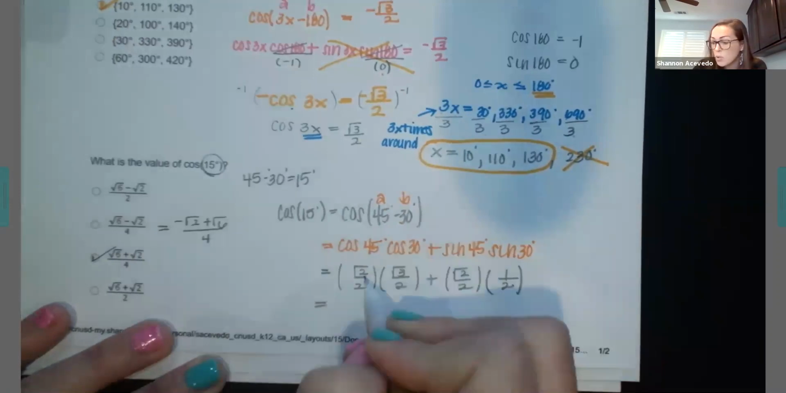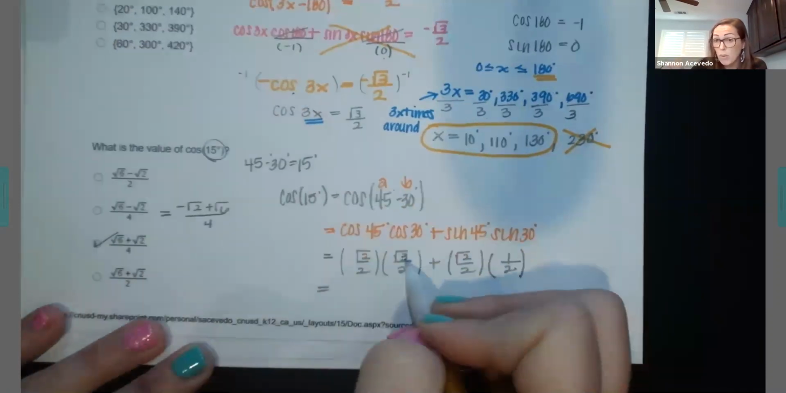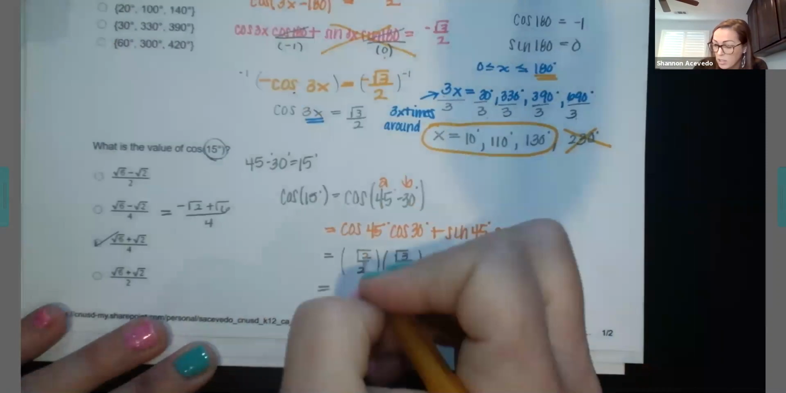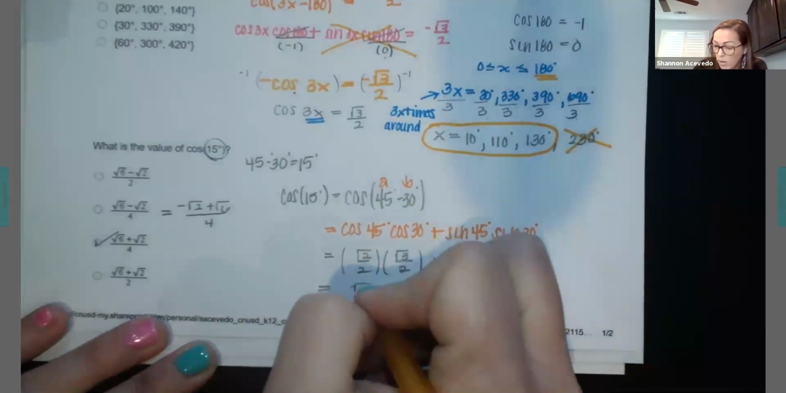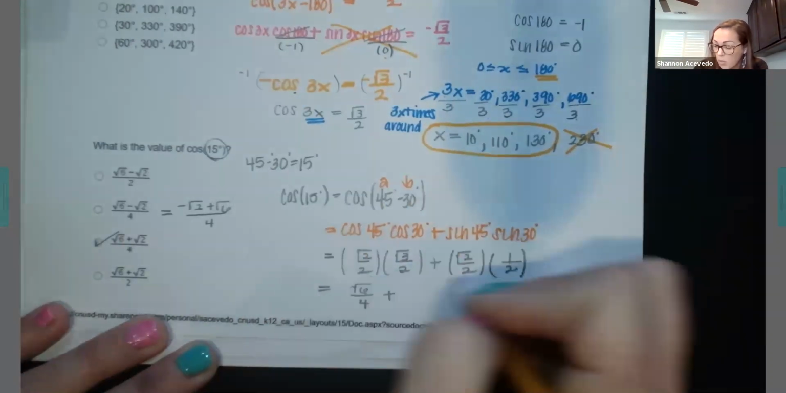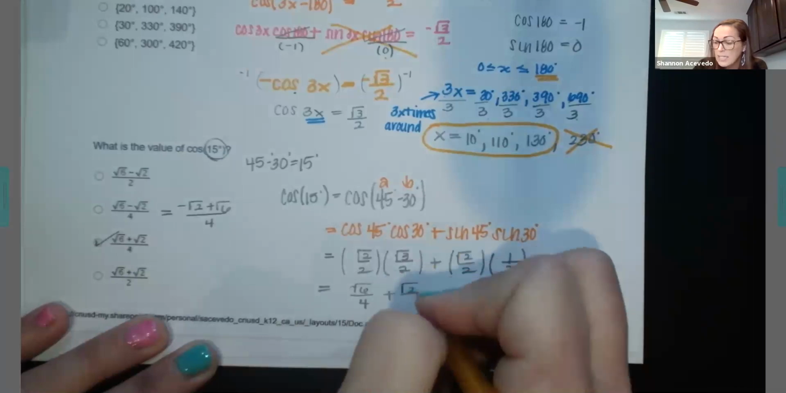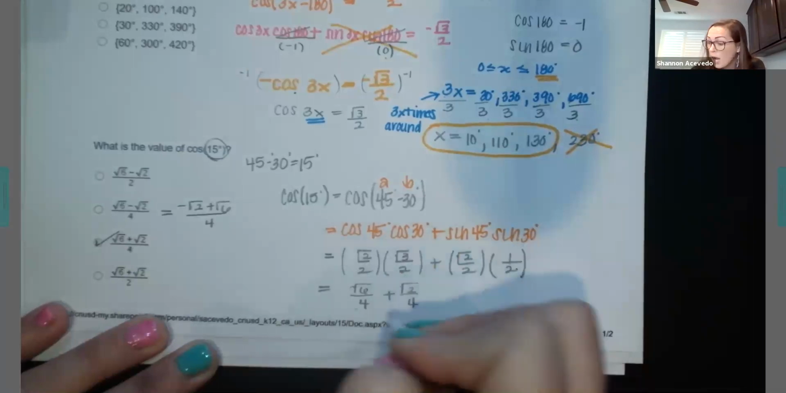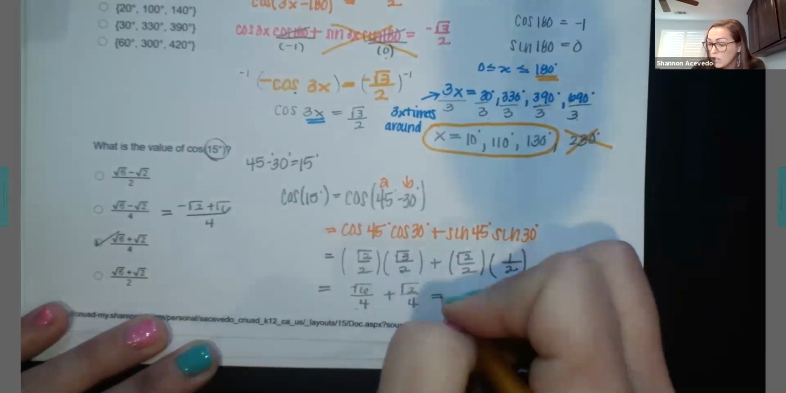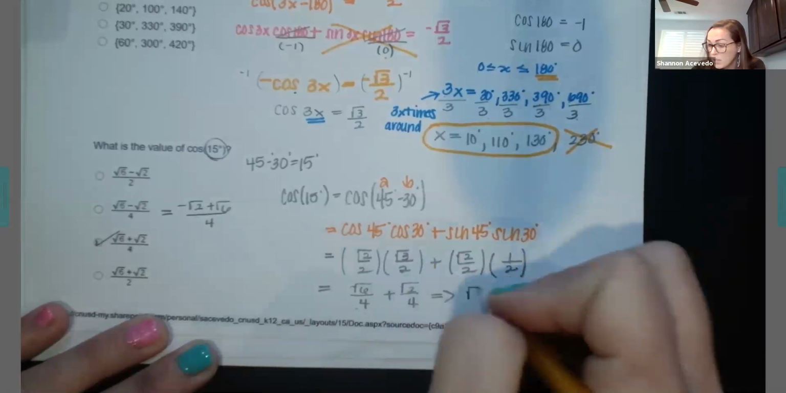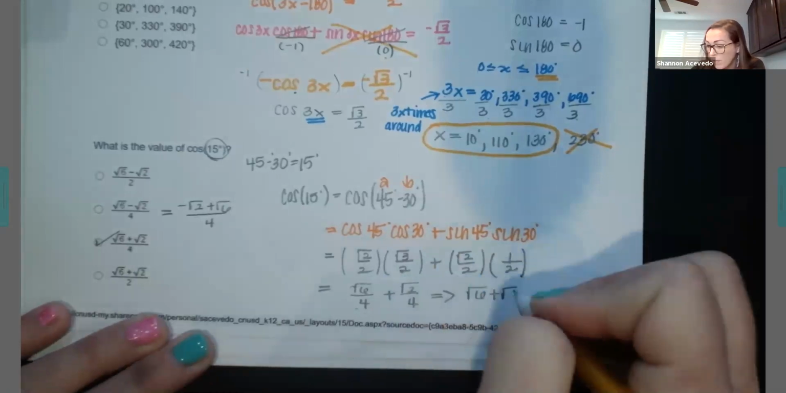Square root of 2 times square root of 3, what's under the square root can be multiplied together. So that's just the square root of 6 all over 4. Plus, this is going to be square root of 2 over 4. Since they have a common denominator, I could write it as one term. So it's just the square root of 6 plus the square root of 2 all over 4.